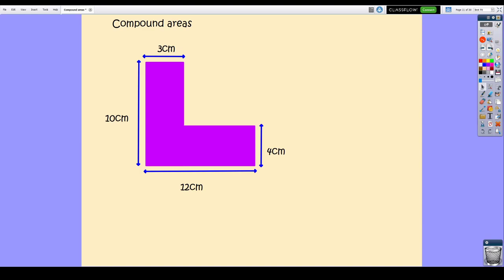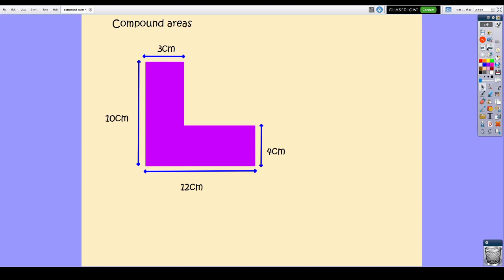So on to the main part of the lesson, which is our compound areas. So a compound shape is one that is made up of several basic shapes that we should already know how to work out the area of. So in this case, I've got this L shape on the board. Now, you should be able to spot that this L shape could be made up by 2 rectangles.